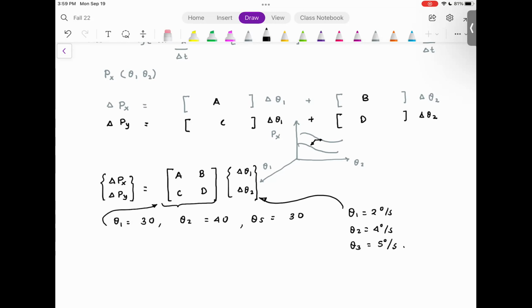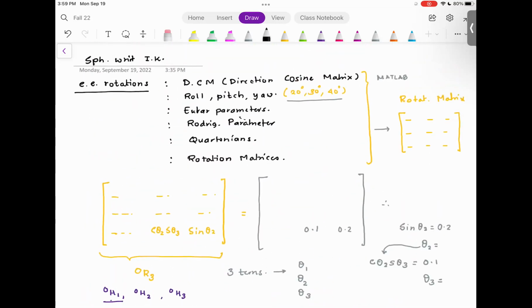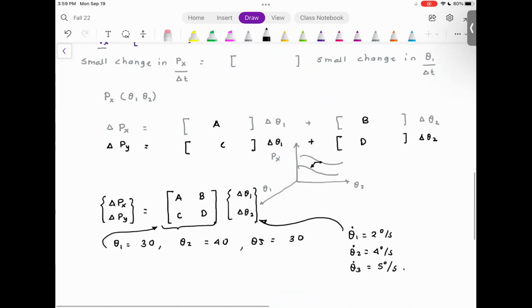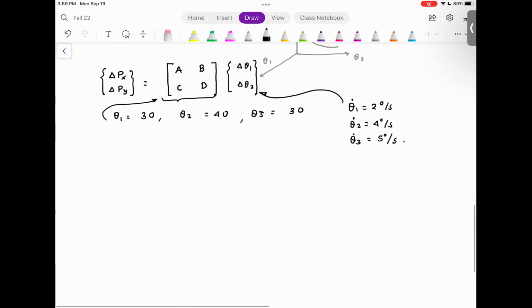Because please understand, theta 1 dot, theta 2 dot, and theta 3 dot are non-zero velocities. Clearly, theta 1 is going to change after 1 second. Theta 2 is going to change after 1 second. Theta 3 is going to change after 1 second. So basically, this equation is valid. These values are valid at that snapshot. That's what it means. And when we solve the actual problem, things will become clear.